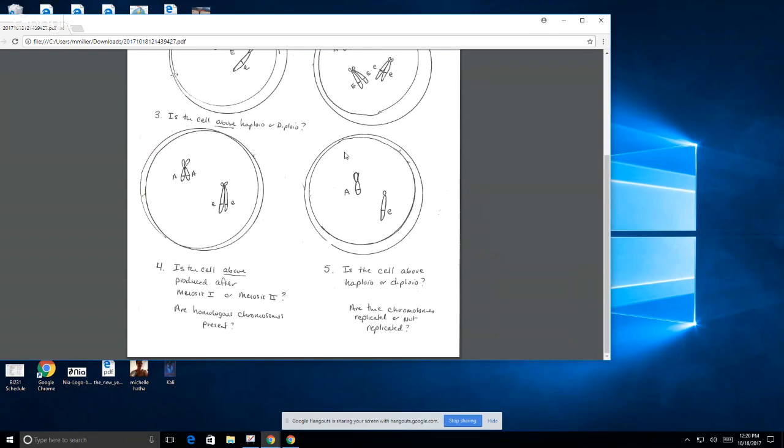Are the chromosomes replicated or not? They are not replicated, okay? In this one, are there homologous chromosomes present? No. There's a replicated chromosome, but there's not another replicated chromosome, which would be homologous, right? So we just have a replicated chromosome. There's not another one with the letter A on it. So the chromosomes are not homologous, the ones with the A and the E.